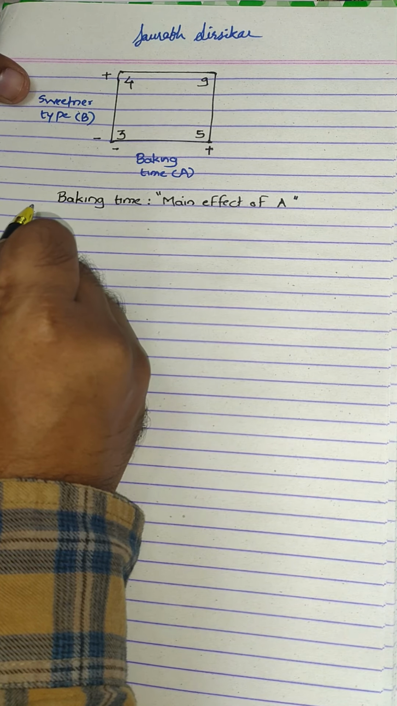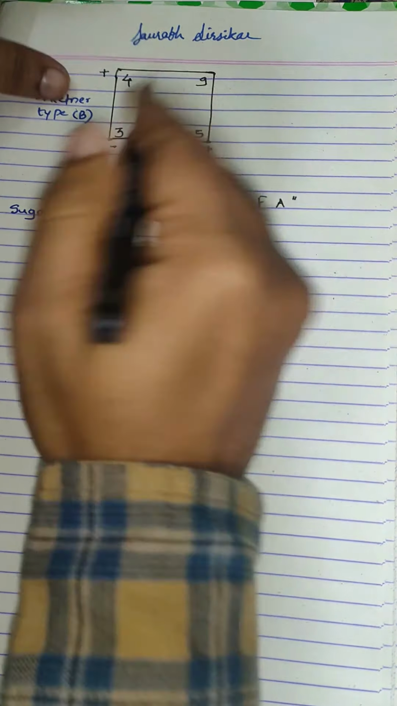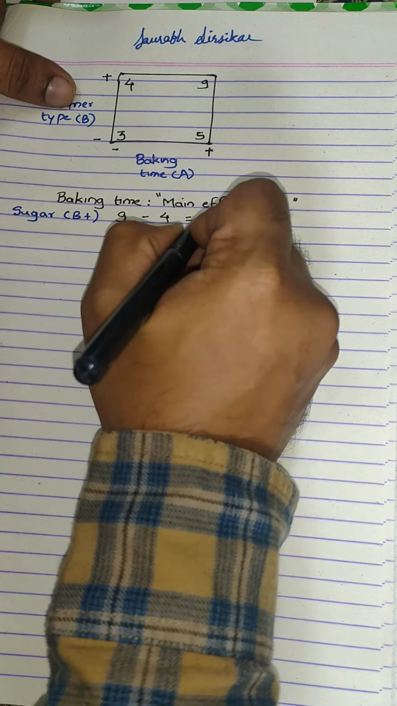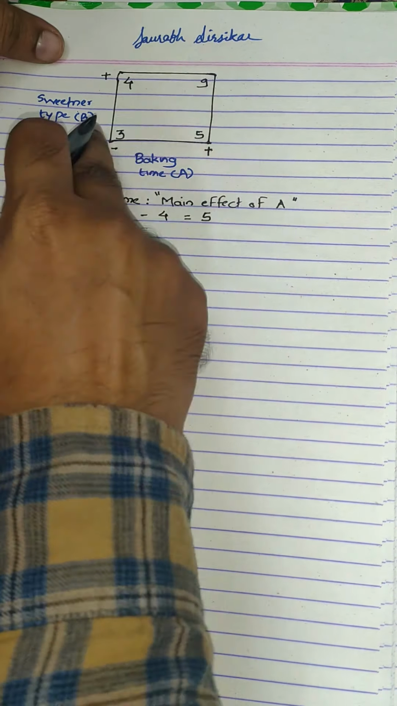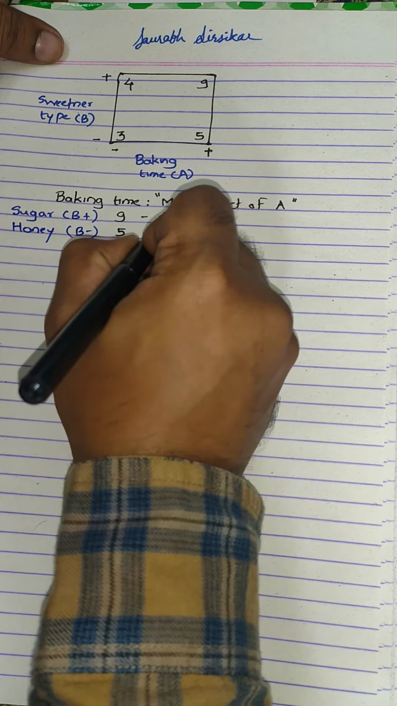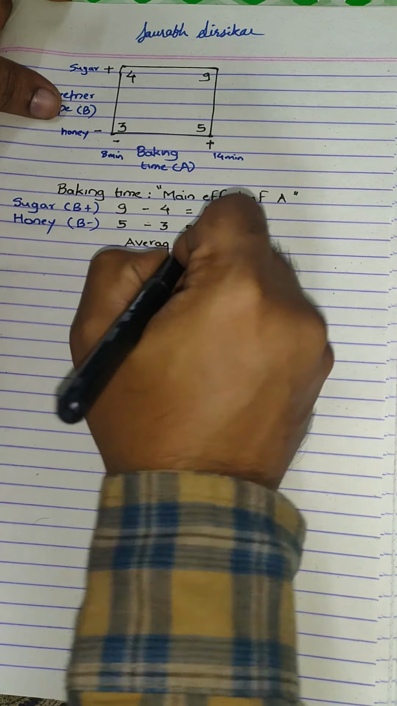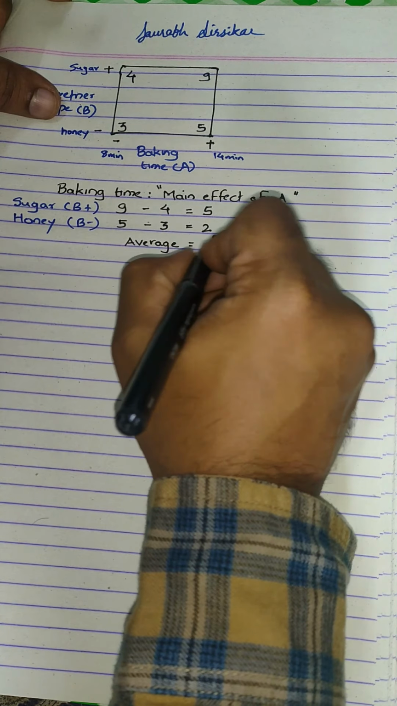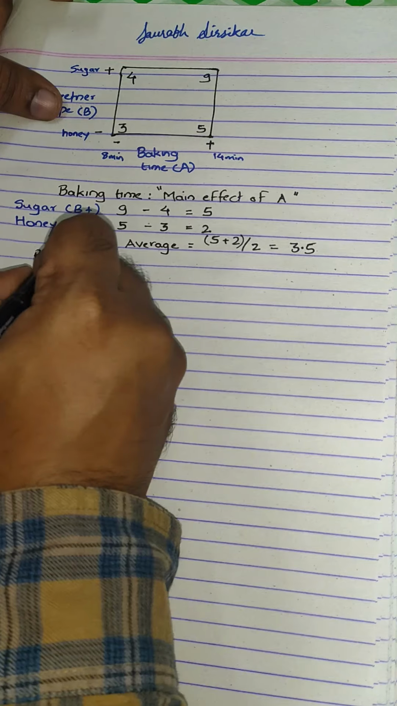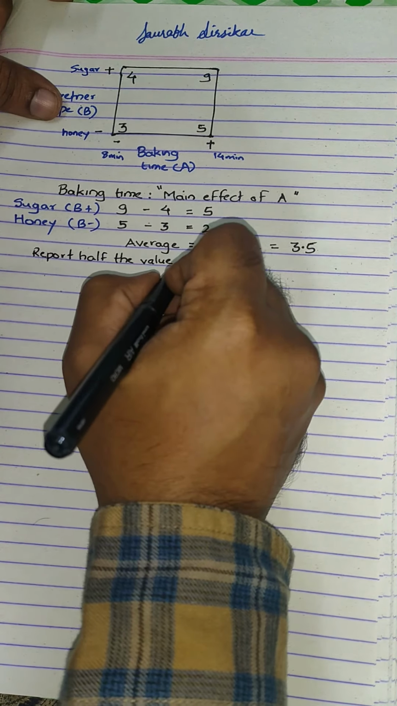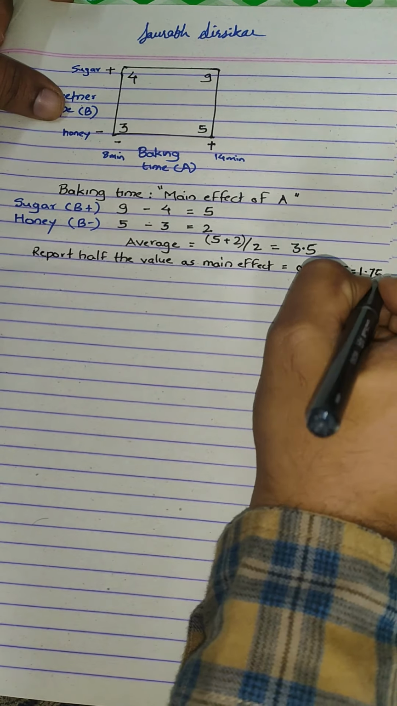Always quantify this main effect from high to low. So we are using sugar. The main effect is 9 minus 4, which equals 5. And when we use honey, it is 5 minus 3, which equals 2. So we can say on average the main effect of time is to increase the taste by 3.5 units. But remember, only report half this number, which is 1.75.